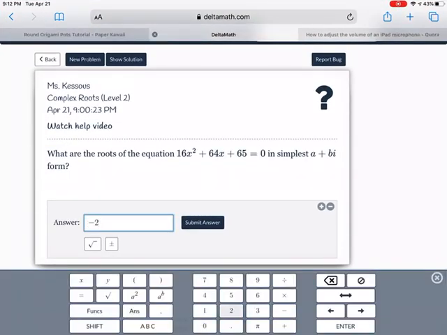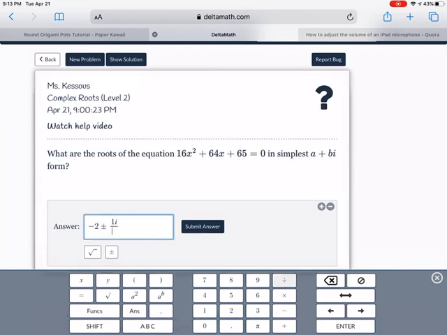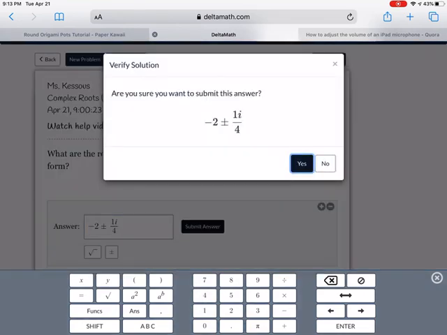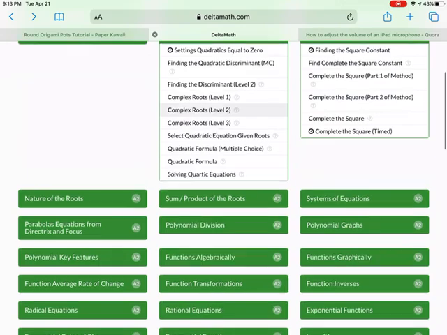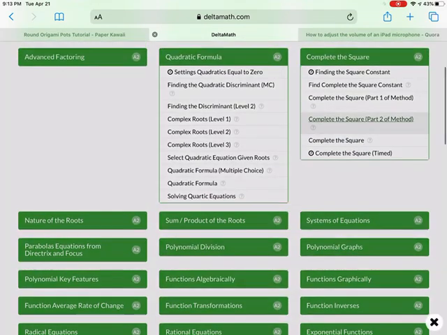So I put it in, negative 2. They have the plus or minus sign. What was it? It was 1i, 1. I know that they have i here somewhere. There it is. I push shift to get that. Over 4. Great. Okay, we're going to do one other type of problem, and that's going to be it.